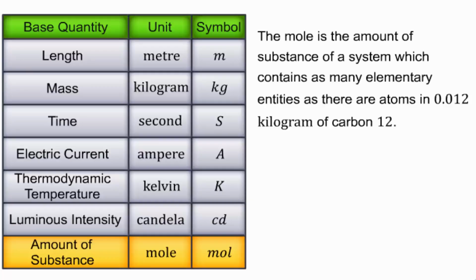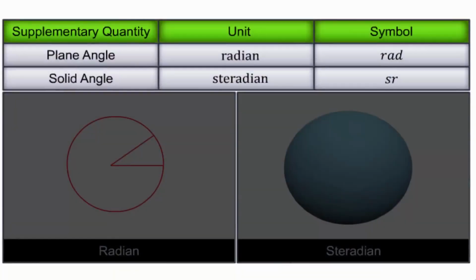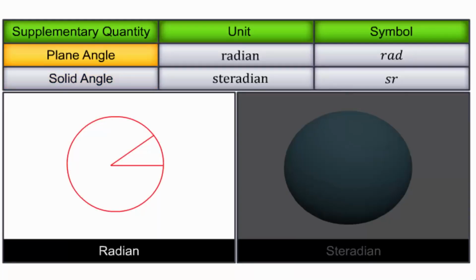Apart from these base units, SI has defined two more units for two supplementary quantities, namely plane angle and solid angle. Plane angle dθ is the ratio of length of an arc of a circle to the radius of the circle and is measured in radian, denoted by the small letters rad.